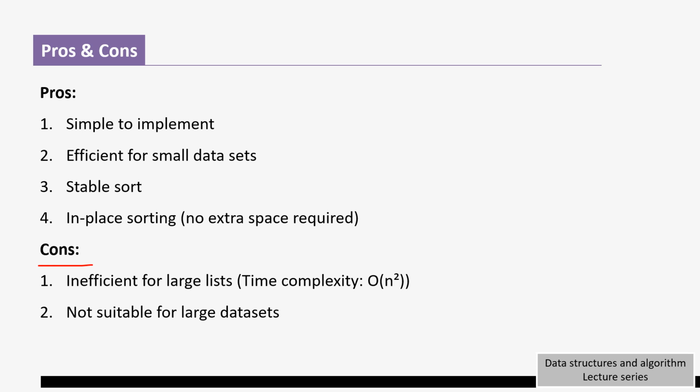Coming to cons, it is inefficient for large lists. So the time complexity is n square in the worst case. And again, it is not suitable for large data sets. If you take the example of an invigilator sorting 1,000 papers, you can just imagine how much time it will require to sort them manually, right? So that's why it is inefficient.